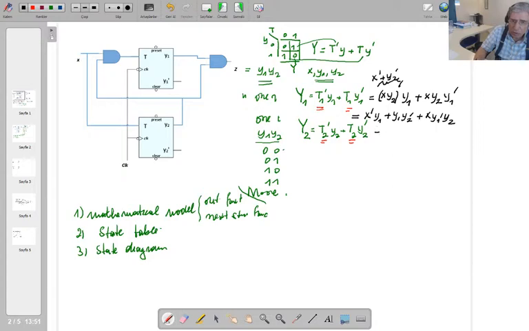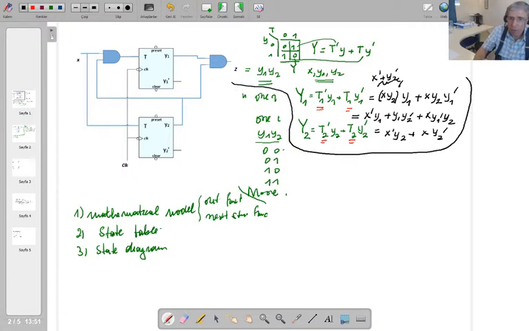So let's come to this one. T2 is equal directly to x, isn't it? So it's going to be x prime y2 plus x y2 prime. That's y2. So this is the mathematical model. So if I put them in a group here, these three functions make up the mathematical model, that model.